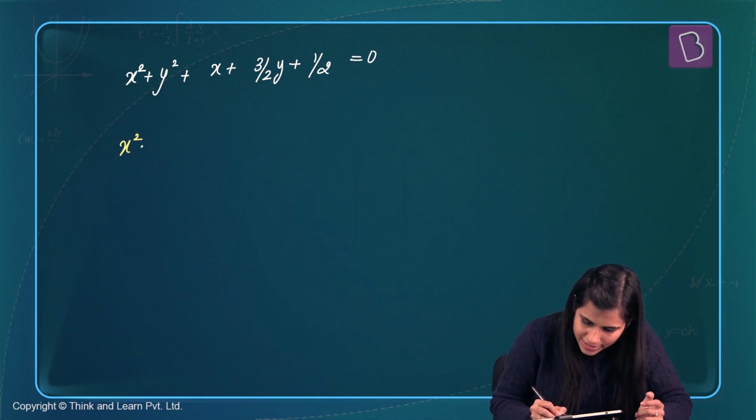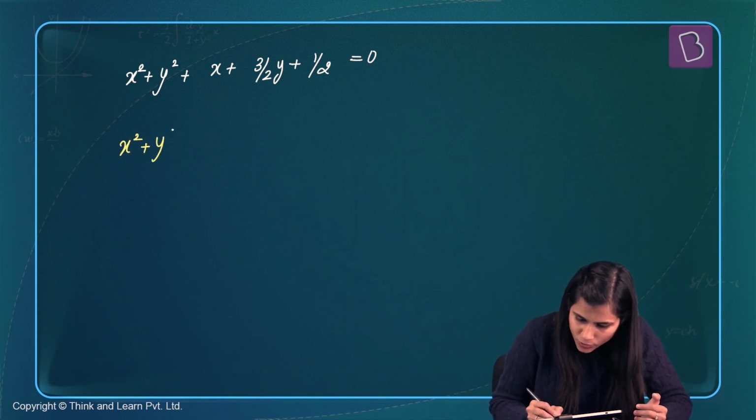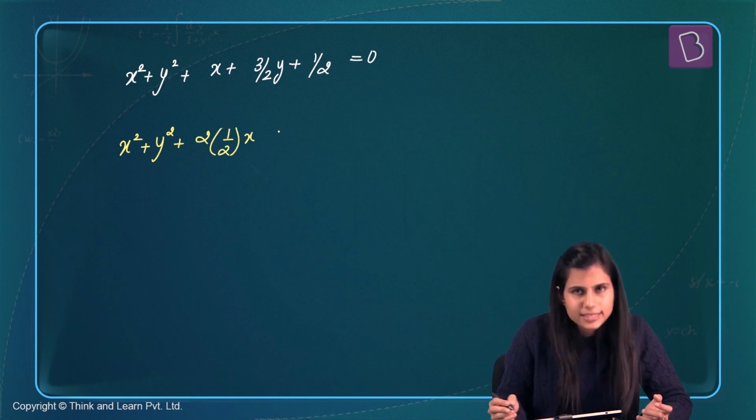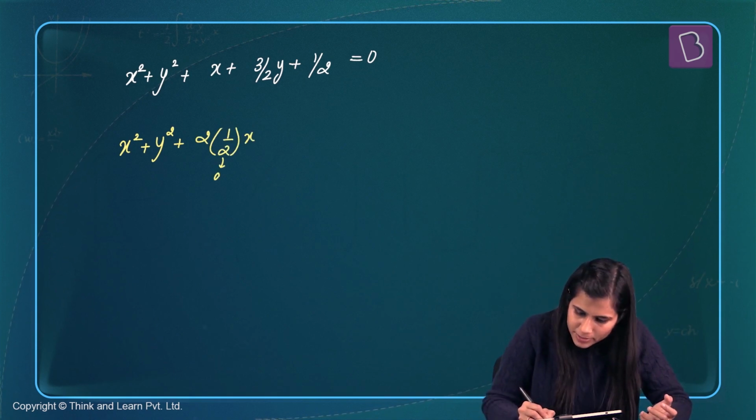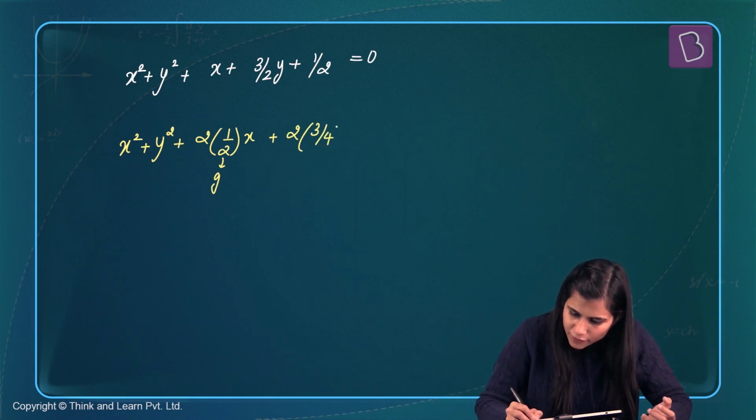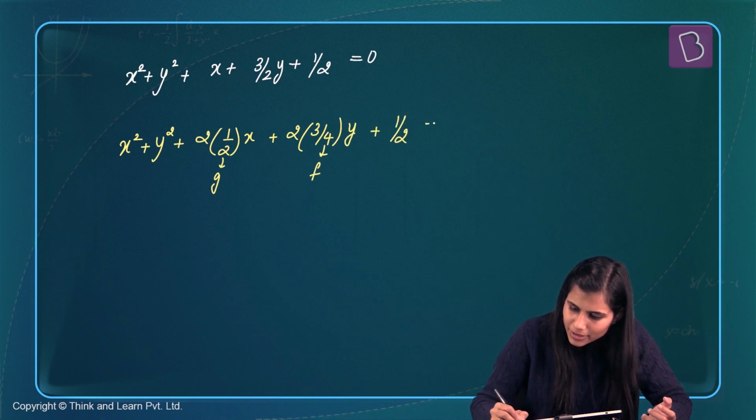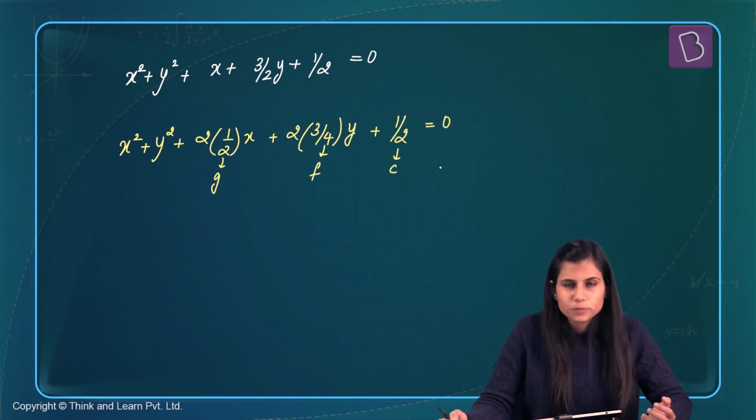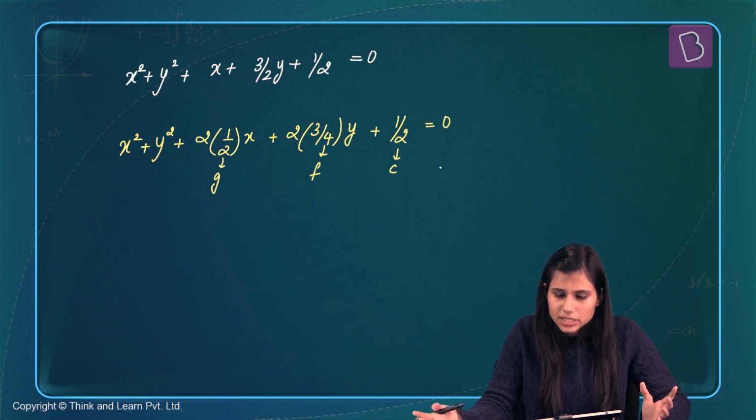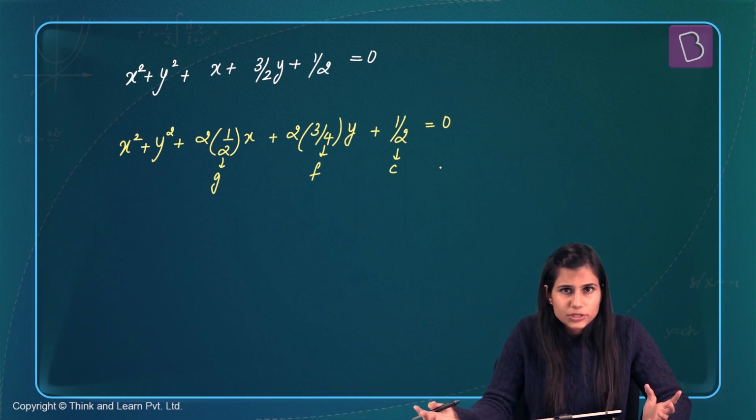So let me write this as that only. x square plus y square plus 2 into g into x, where this is my g, plus 2fy, so 2 into 3 by 4 into y, this is my f, plus c, that is 1 by 2, equals 0. Obviously, minus g comma minus f is going to be the center of the circle, that is minus 1 by 2 comma minus 3 by 4.